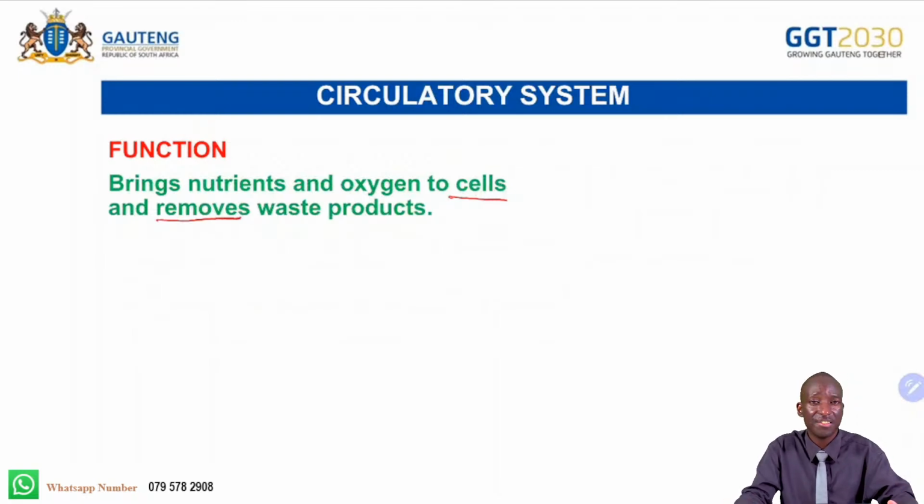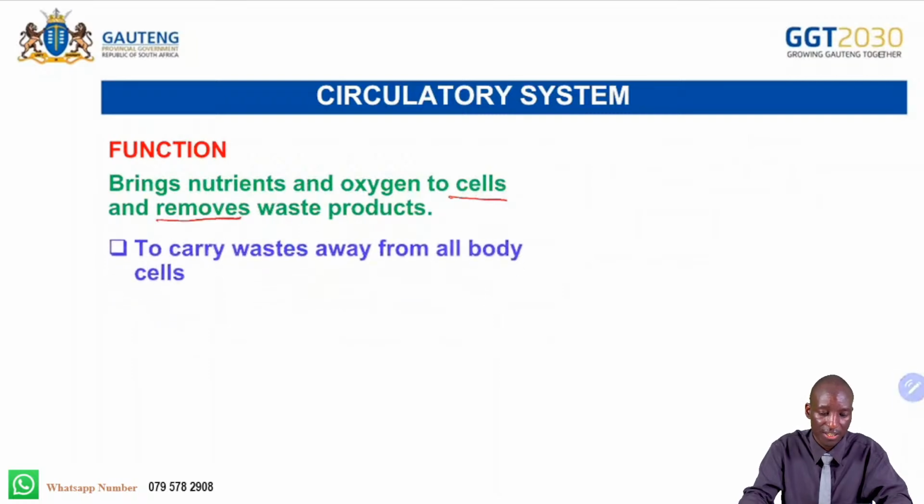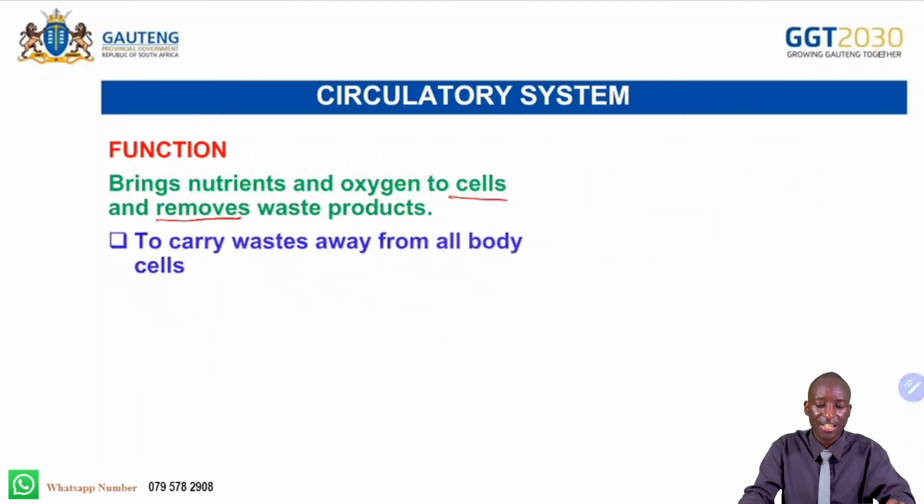Remember that our body cells need to have enough nutrients and enough oxygen, so that all those life processes which take part in our bodies are carried out effectively. So this system is very, very important. What does it do? It carries waste away from all body cells. Number one, this system brings nutrients to the body cells. Then the same system removes the waste from the body cells.